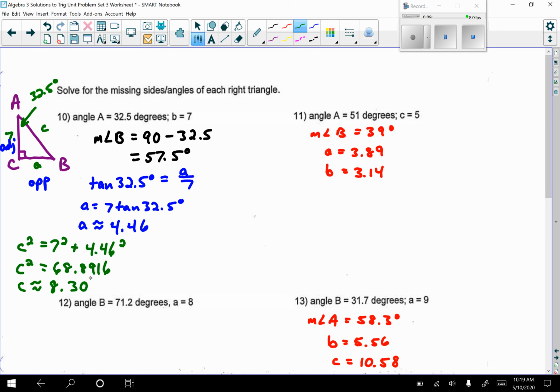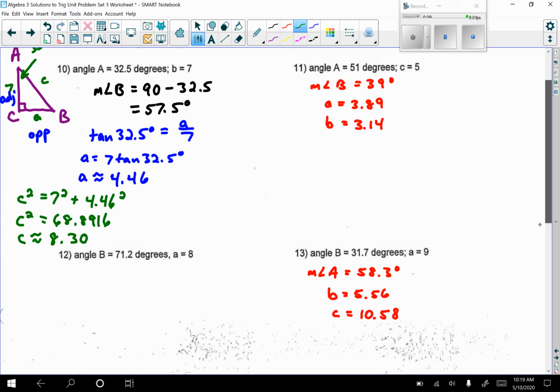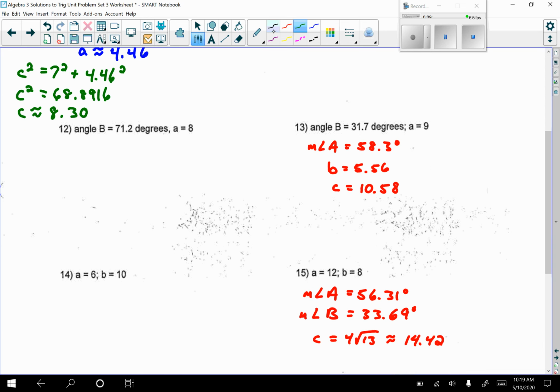So all three values were pretty close together. What I'm talking about is that we get a 4.46 and a 7. It's not like we're getting something that's like 100 units long here. So they're all very close together. All right, likewise for 12, let's go ahead and just draw a right triangle.